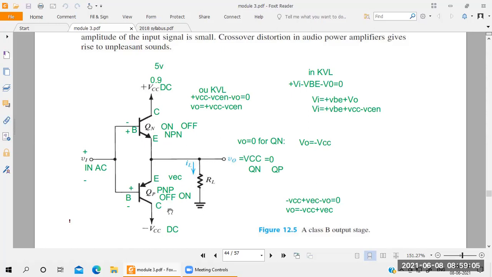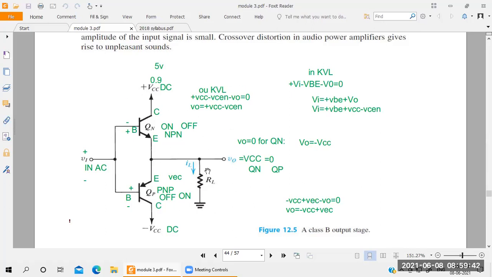So what is the output here? Emitter is the output. Remember, here the emitter is the output. The collectors are connected where? To VCC. Then they short the emitters of both transistors and take that as the output voltage. The output is calculated across the load resistance, to measure the output voltage and current here.